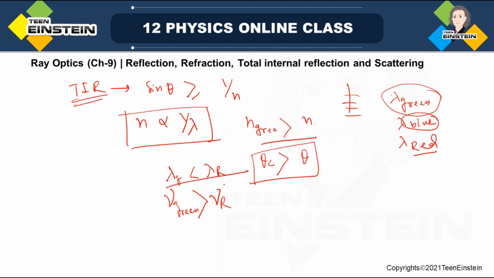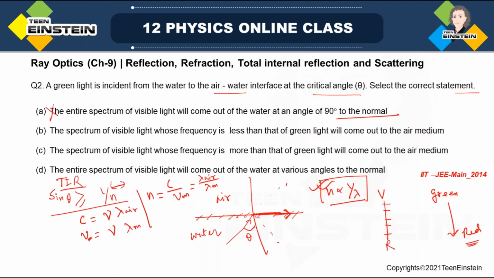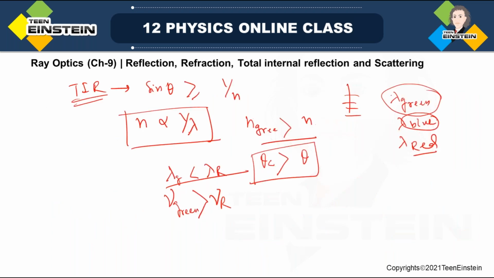so if that happens, if the critical angle is greater than theta c, sorry, theta, then it will, see, the question, the answer was the entire spectrum whose frequency is less than that of the green light will come out to the air medium. So it seems which has greater, okay, let us go with this.